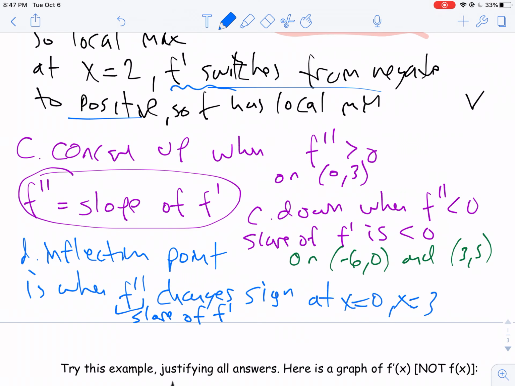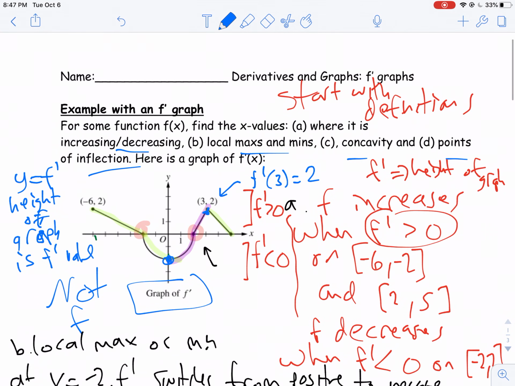So again, go back to the definition of inflection points. When the second derivative changes sign. On our graph, that's the slope of f prime. So where does that change sign? And we see we have a negative slope and then a positive slope, and then a negative slope. So those are my 2 points right there.